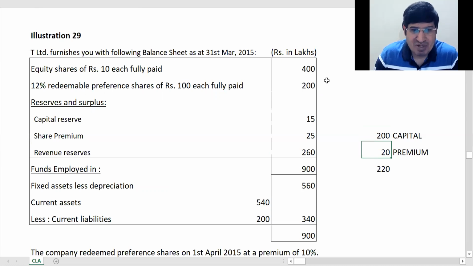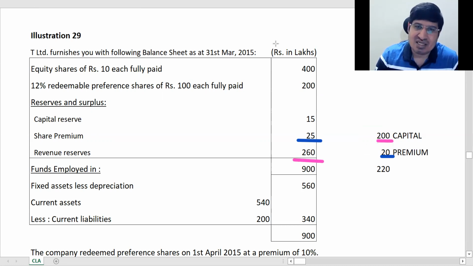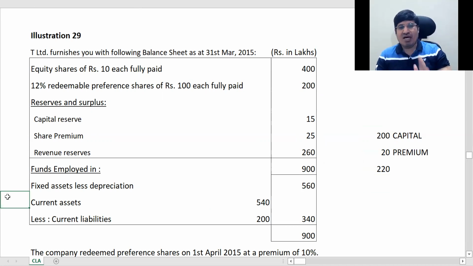Now 20 is premium. You have to try and get it from your share premium, right? Securities premium. So you have enough securities premium, so not a problem. You can get it. And now for capital part, you want 200. You have 260 in the reserve. So we have enough money, right? So straight away we can go and put the entries now. Okay, so first you should just go and see whether you have all monies intact.